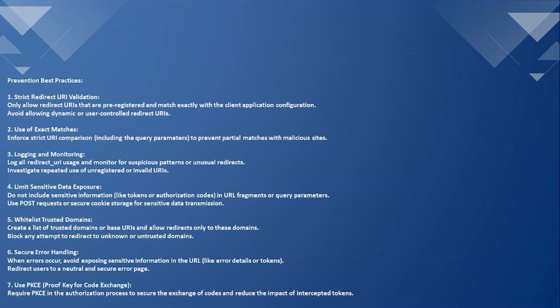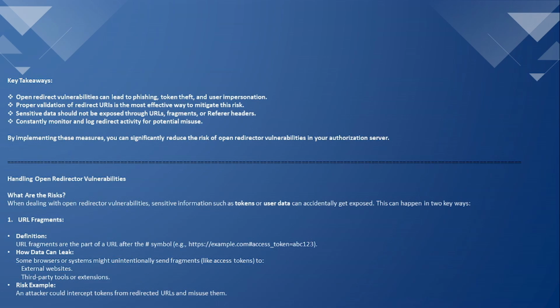Use PKCE. Require PKCE in the authorization process to secure the exchange of codes and reduce the impact of intercepted tokens. So what are the key takeaways here? Open redirect vulnerabilities can lead to phishing, token theft, and user impersonation. Proper validation of redirect URIs is the most effective way to mitigate this risk. Sensitive data should not be exposed through URLs, fragments, or referrer headers. Constantly monitor and log redirect activity for potential misuse. By implementing these measures, you can significantly reduce the risk of open redirect vulnerabilities in your authorization server.